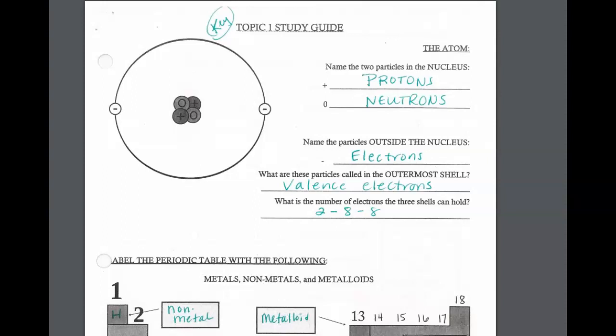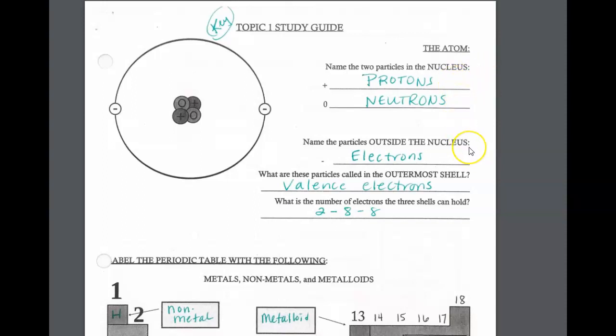Okay, Jake, this is your study guide for your science test. What we have here is topic 1 study guide. The first thing we're going to start off with is the atom. It says name 2 particles in the nucleus. In the nucleus, you have your protons and your neutrons.